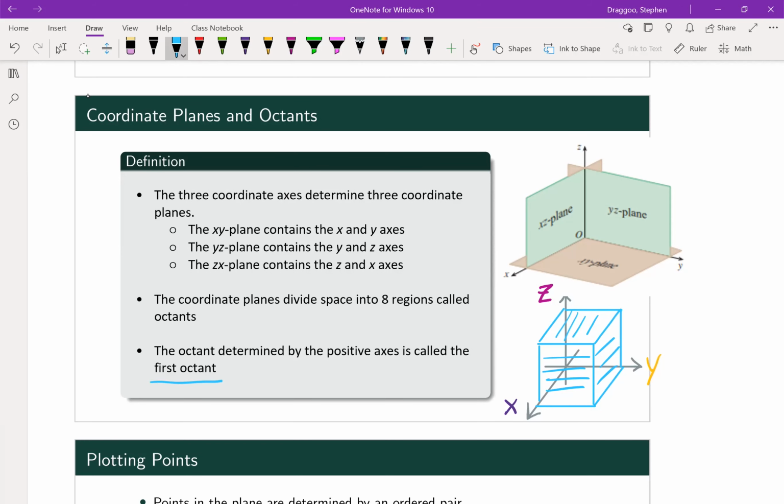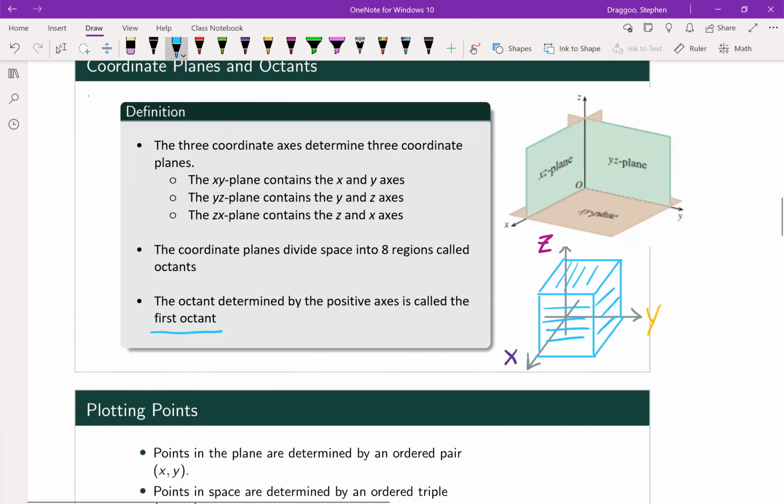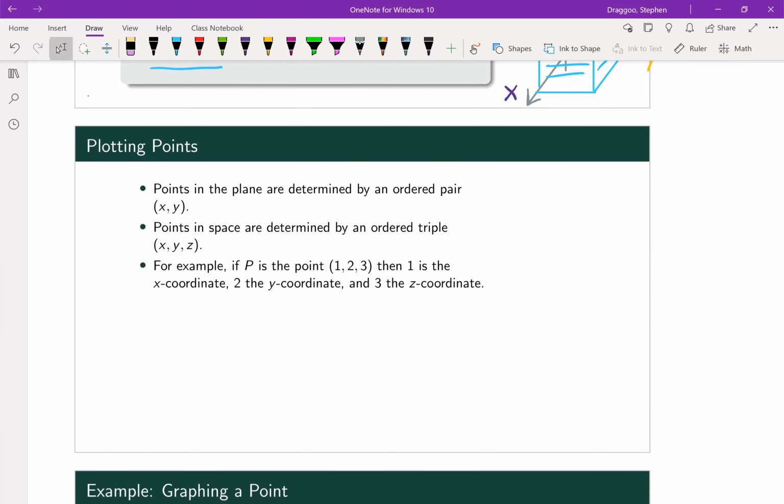All right, and now let's talk about plotting points. Points in 2-space were determined by an ordered pair. Now points in 3-space will be determined by an ordered triple. So now it's x, y, z instead of just x, y. For example, if P is the point (1, 2, 3), then 1 is the x coordinate, 2 is the y coordinate, and 3 is the z coordinate.